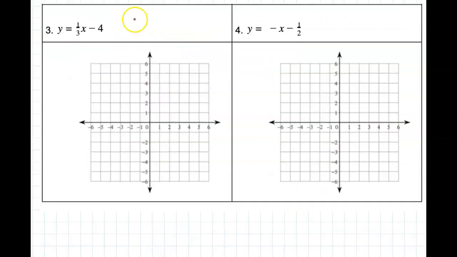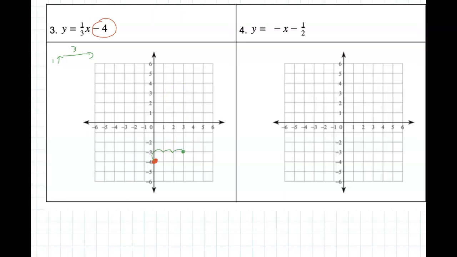Strategy is not going to change. We need to find that y-intercept, which here is -4. Okay, and then our rise over run. This time it's going to be a negative. No, that's a positive slope. Oops, sorry. So the rise is just 1, and the run is 3. Okay, so positive slope again. Rise and then run. 1, 2, 3. All right, and that's all I need to go ahead and make my graph.